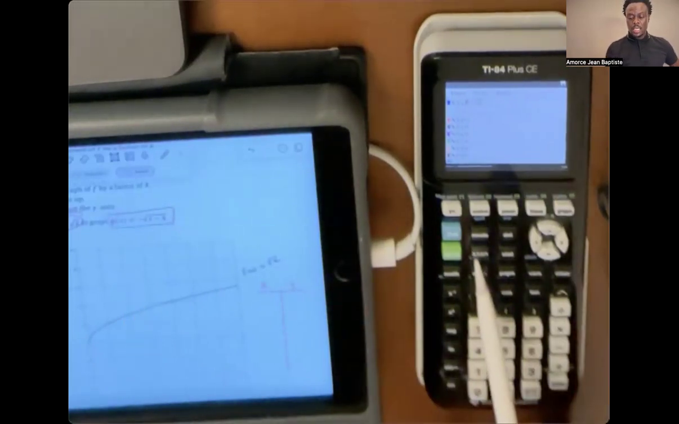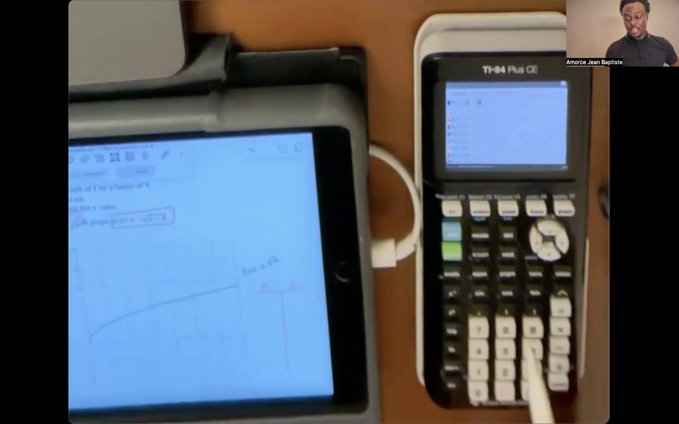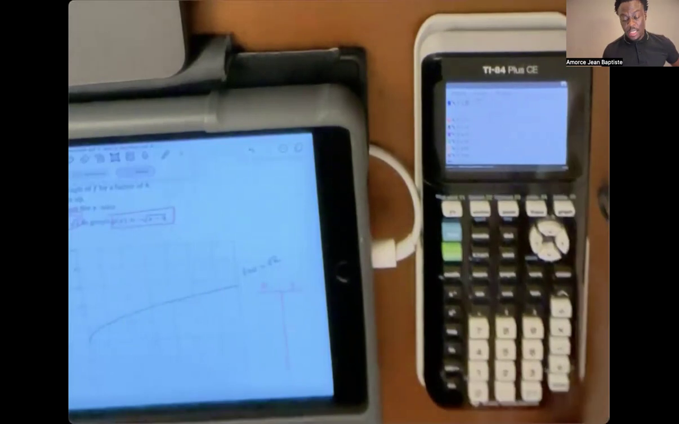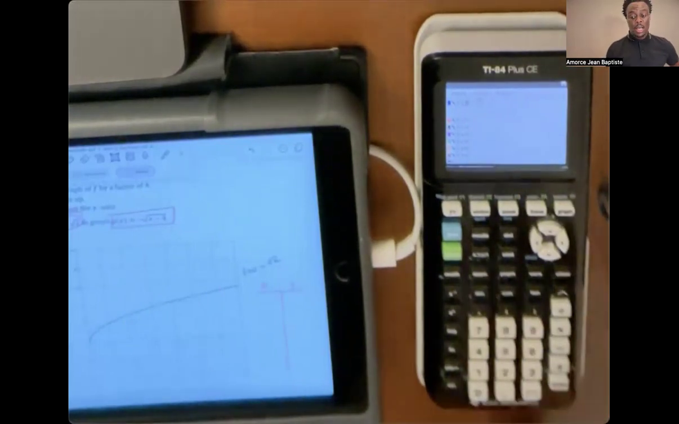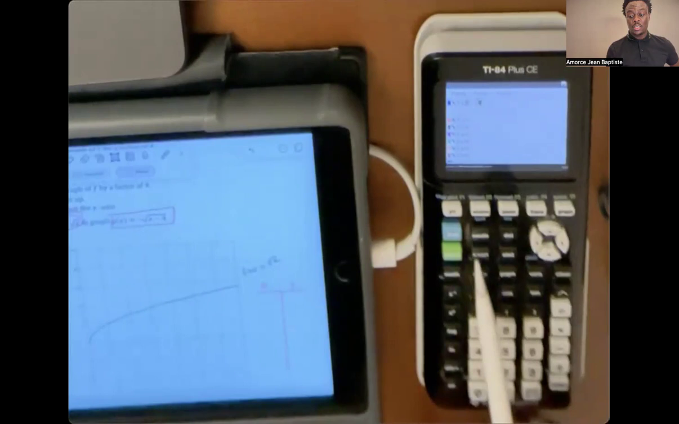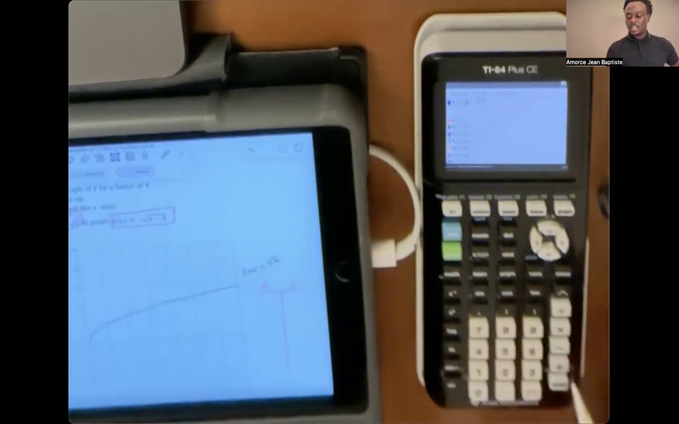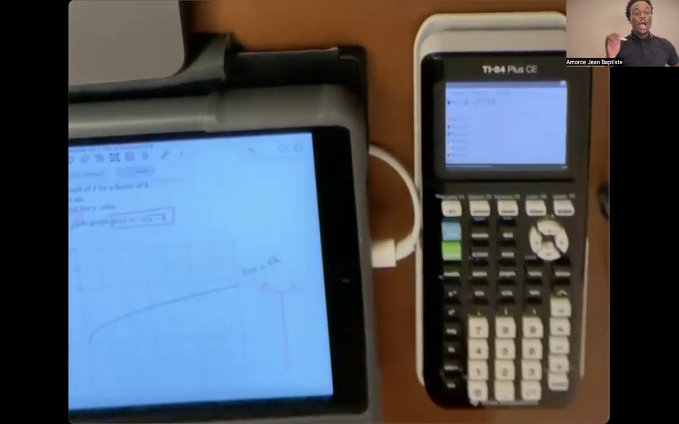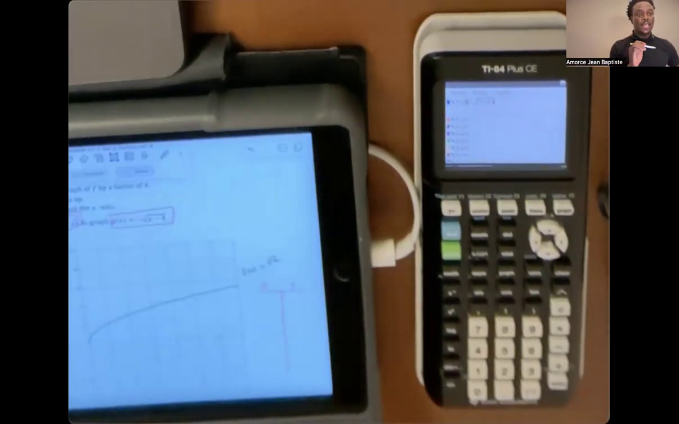So the x is that button, X,T,theta,n. That's where you can get an x variable, or if you push alpha and then x in green, that will also give you x. So easy, I don't have to do two steps. There's one step, which is the X,T,theta,n. Push this, it gives me x minus 4. Then I tap my function.